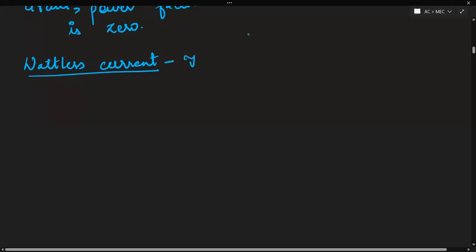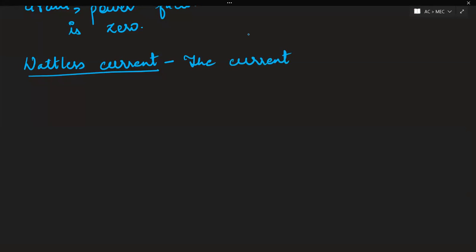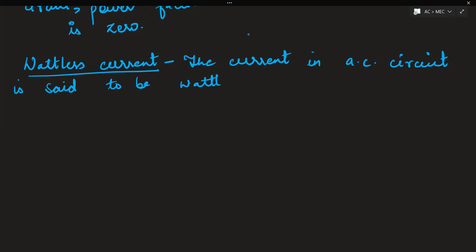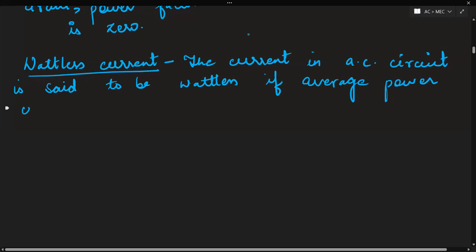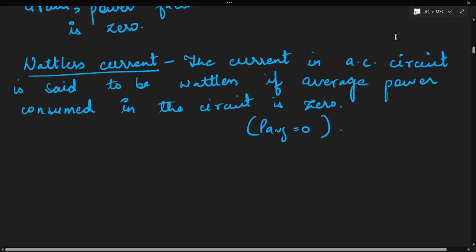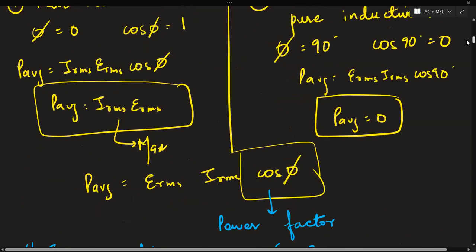The current in an AC circuit is said to be wattless if P average, or let's write it in words only, if the average power consumed in the circuit is 0. And you know the cases when it will be 0. This is when your P average is 0. Simply, this is known as wattless current. All right. So if this term is written somewhere, just connect it. Note down from here.